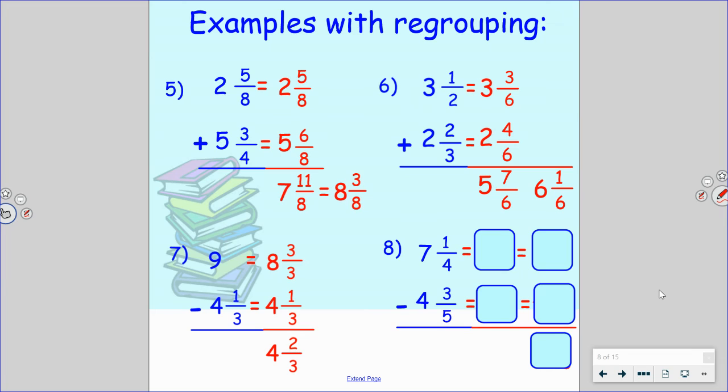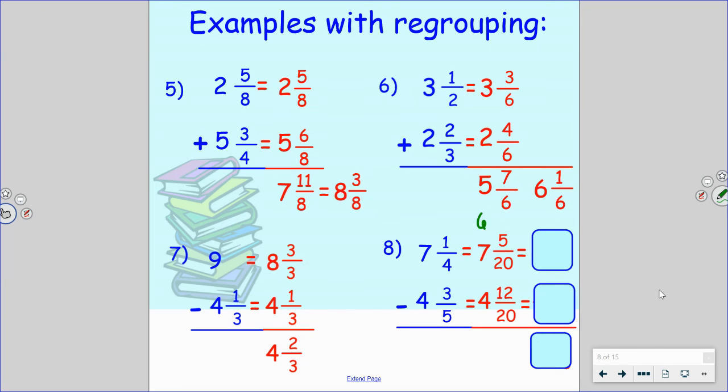And we finish off with one more problem. And I got to tell you, I can even tell, and you can tell with your number sense, that we will need to regroup because 1/4 is less than 3/5. You simply won't have enough slices, even when you cut them up into the same size slices. Okay, so what do we do? Well, don't forget, you can turn 7 wholes into 6 wholes and 1 whole. That's still 7 wholes, right?